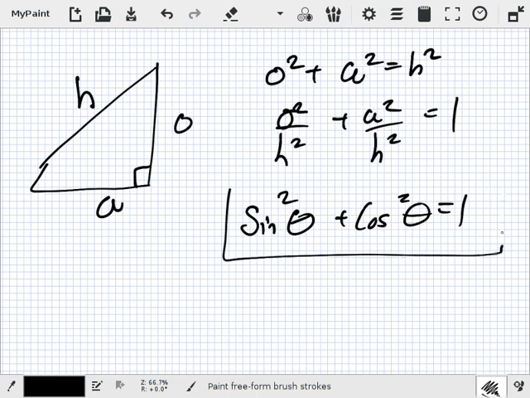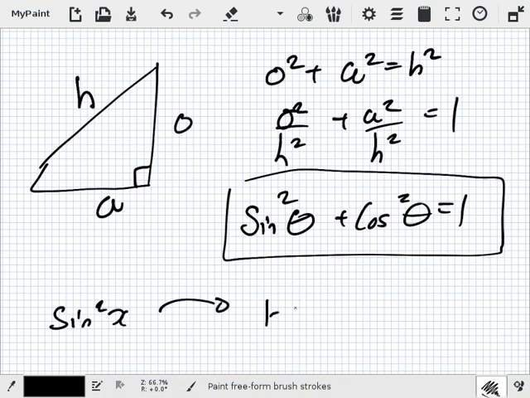This is actually a very useful formula because it lets you switch between sine and cos squared. So for example, if you had sine squared x, you could change that into 1 minus cos squared x. And if you had cos squared x, you could change it into 1 minus sine squared x. So it's actually a very useful formula. Can you write this down? We'll do an example where we need to use it next.